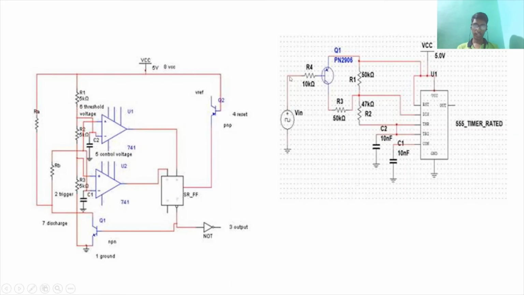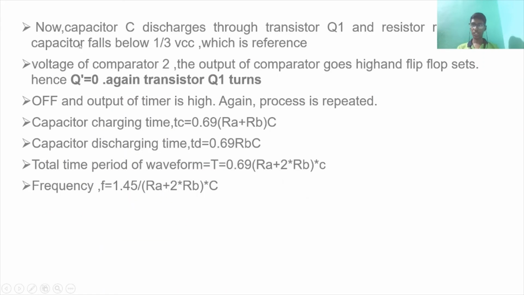As you see in this diagram, based on this we conclude that the capacitor C discharges through transistor Q1 and resistor RB when the capacitor falls below one-third VCC, which is the reference voltage of comparator 2. The output of the comparator goes high and the flip-flop sets. Hence Q dash is equal to 0, and transistor Q1 turns off and the output of the timer is high.